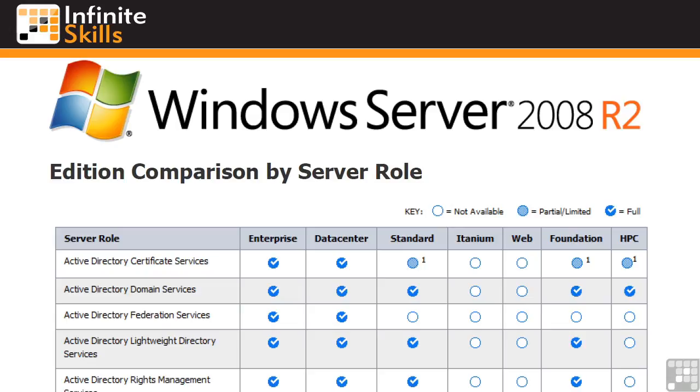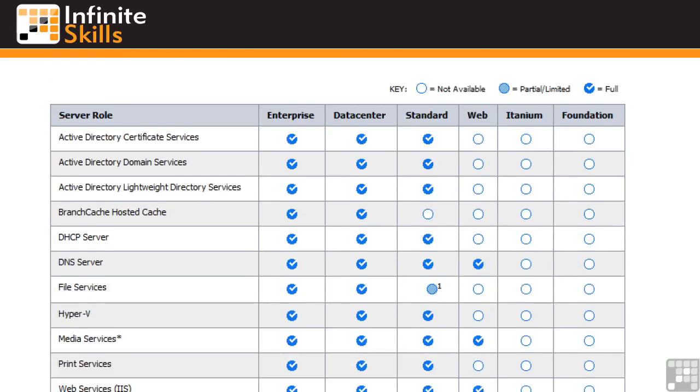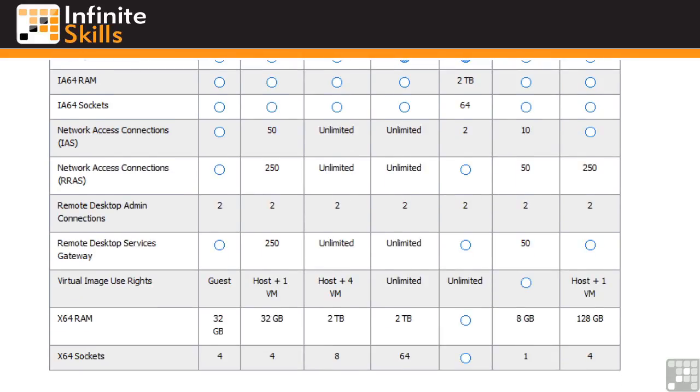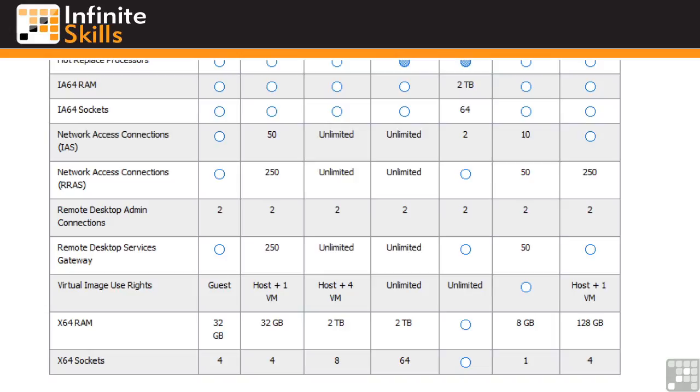For example, Windows Server Standard did not include the Active Directory Federation Services role, but it also, as we scroll down to the other differences for the technical specification, does not have failover clustering capabilities. Notice Standard does not have any entries, whereas Enterprise and Data Center both have 16 nodes. In addition to the different capabilities, also there are differences regarding scalability. For example, the Standard Edition can accept 32 GB of RAM, whereas the Data Center Edition can take 2 TB of RAM. Also, there are differences in the number of processor sockets supported, with 4 for Standard, 8 for Enterprise, and 64 for Data Center.